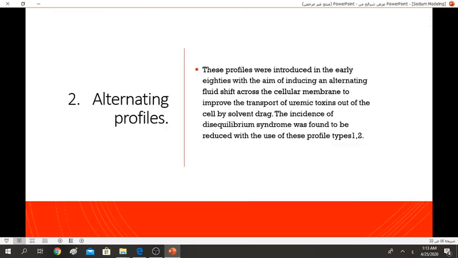Number 2, alternating profiles. These profiles were introduced in the early 80s with the aim of inducing an alternating fluid shift across the cellular membrane to improve the transport of uremic toxins out of the cell by solvent drag. The incidence of disequilibrium syndrome was found to be reduced with the use of this profile type.